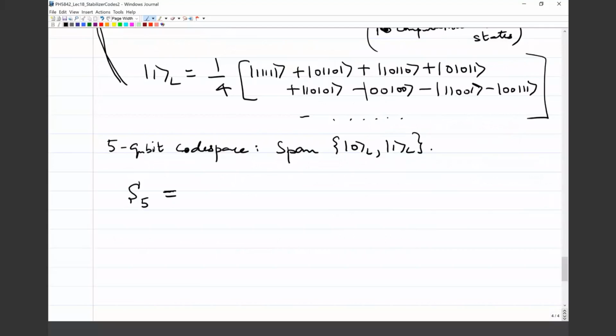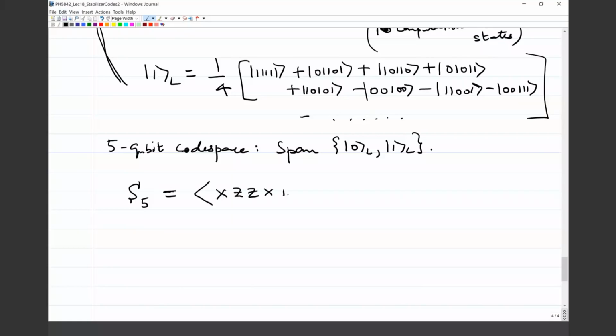It turns out that, so how many generators should this group have? You're encoding 1 qubit in 5. So how many generators should this group have? 4. Minus k, n minus k, 4. Exactly. Yeah, 4. Good. So these are the 4 generators, and they again have a nice permutation symmetry.